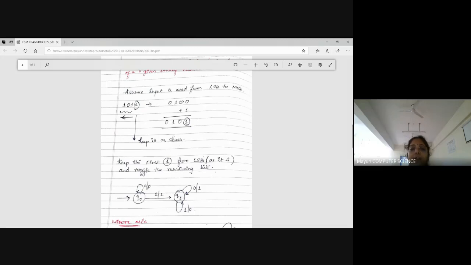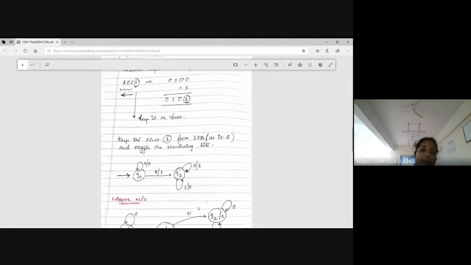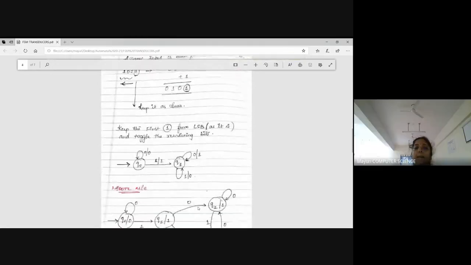Clear? But what do you mean by LSB? Being in Q0, either you may read 0 or you may read 1. That is your LSB, right? When the LSB is 0, the output is also 0; its 2's complement is also 0. When your LSB is 1, its 2's complement is also 1. But after this LSB bit, whatever bits you read, if you read 0, it will be 1, and if you read 1, it will be 0. Any doubts in this question? No, ma'am. Okay.